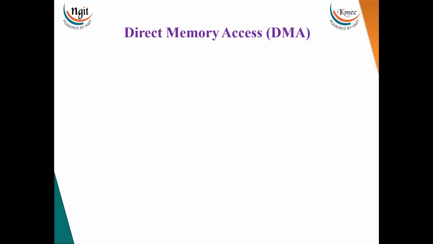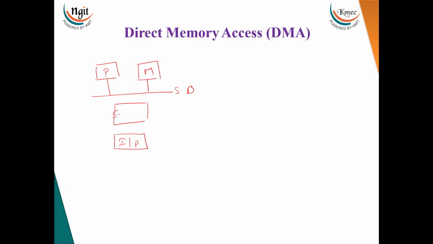Direct memory access, DMA. Before going to discuss DMA, let us discuss the data transfer between the processor and IO devices, what we discussed in the earlier topics. This is the processor and this is the memory, which are connected to the system bus. IO devices are also connected to the system bus by using the interface circuit. Here I'll take only an input device, and this is the interface circuit.